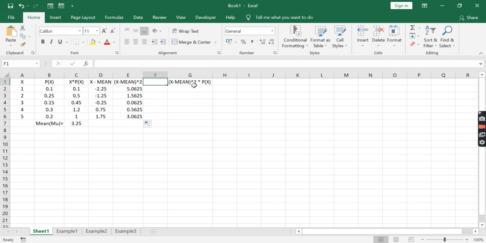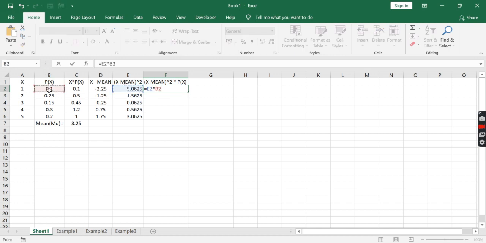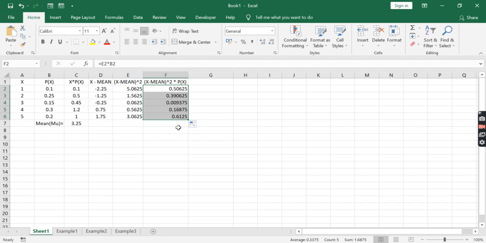Next thing is to multiply (x minus mean) squared by its corresponding probability. So this is our last column. Again, the (x minus mean) squared is in column E, while P of x is in column B. So all we have to do is focus on column E and column B. So equals times 0.1. To make it fast, I'll just simply drag it down.